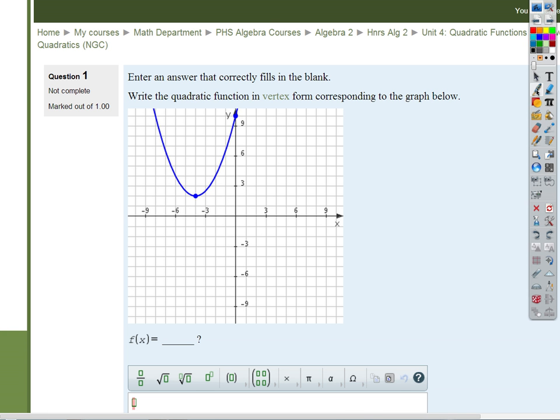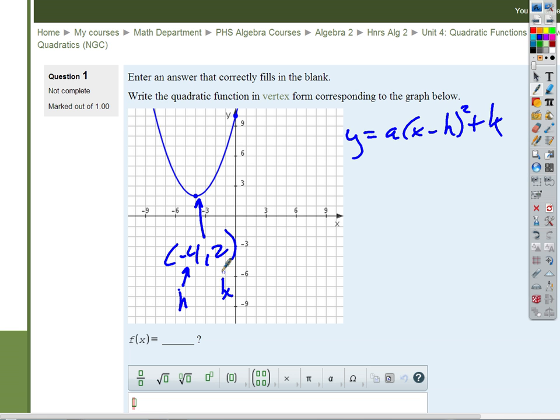In this case, the ones that fit are h and k and a, right? So we know h and k because we have the coordinates of that point right there, which are -4, +2. So that's just h and k. So we get 2 of the 3. We just need the third, right? And so we had some techniques for that.